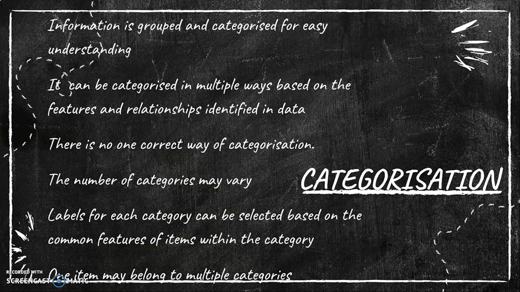So the number of categories may vary. You can also add 2 to 3 categories or 4 categories. It's up to you only. You can label each category, and based on that you can identify the common information and give the main point or sub point. One category can also belong to another category. So these are the steps which were followed for the multiple ways of categorization.